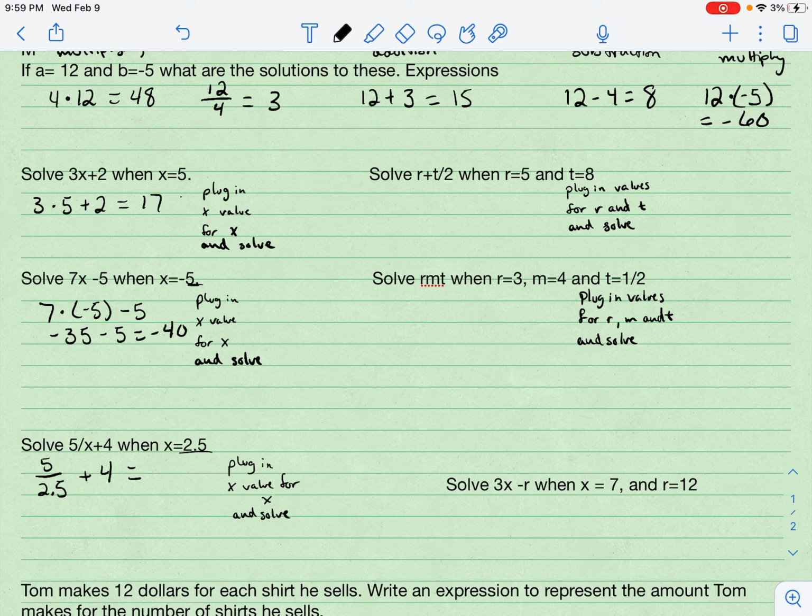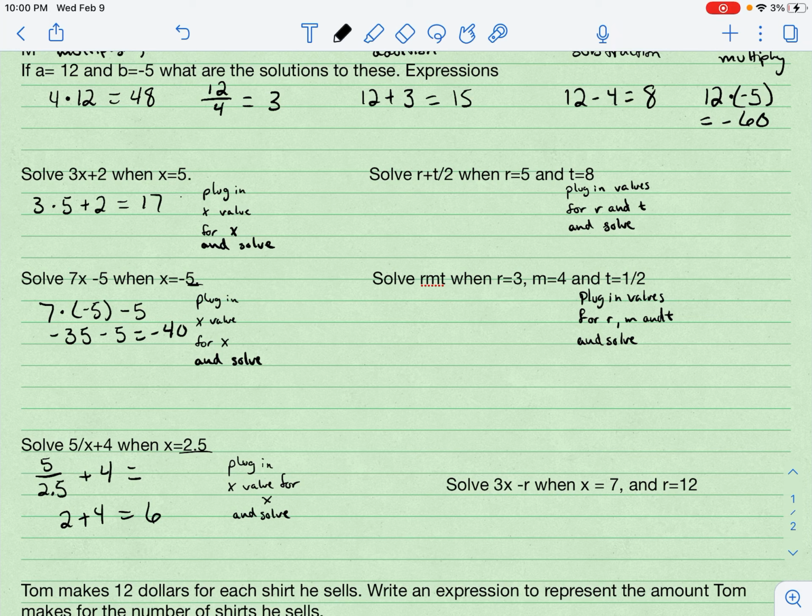All right, 5 divided by 2.5, this equals 2. 2 plus 4 equals 6. So once again, just replacing the variable with the given value.